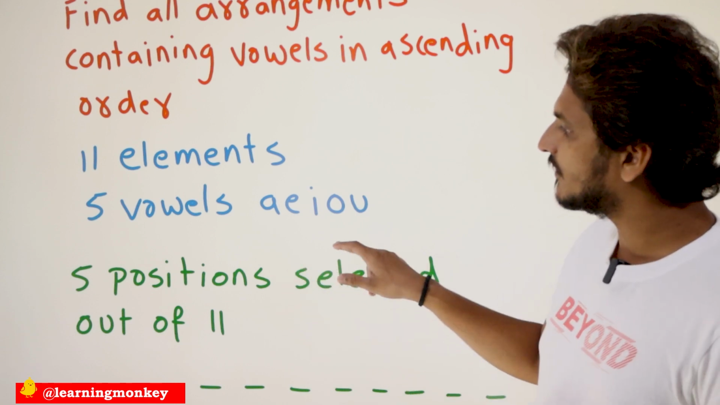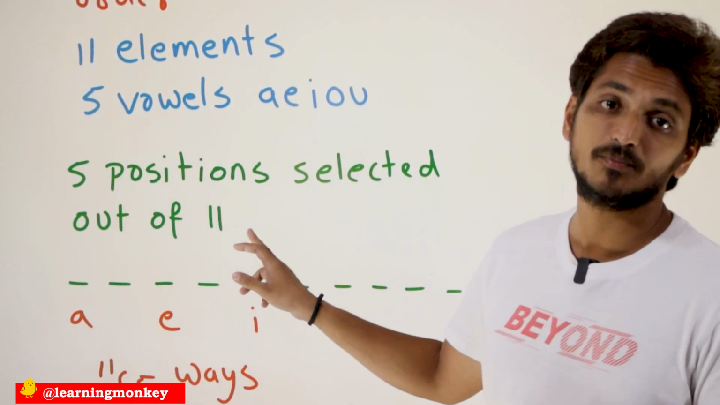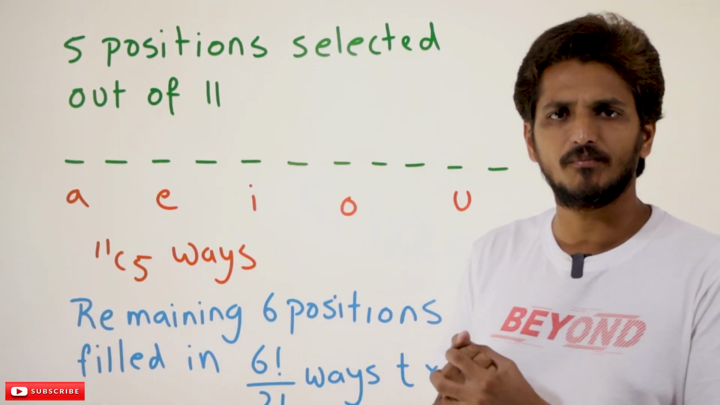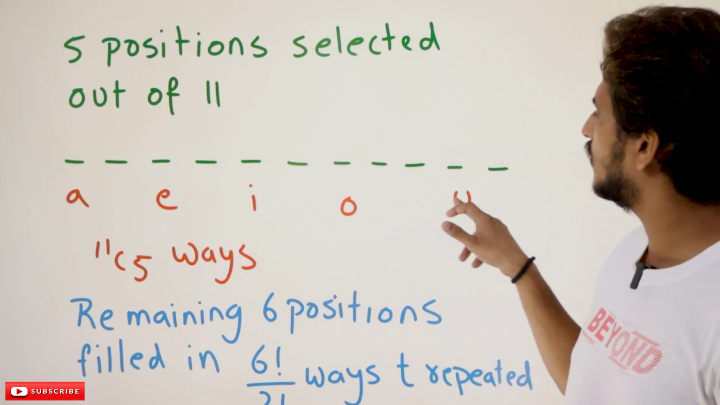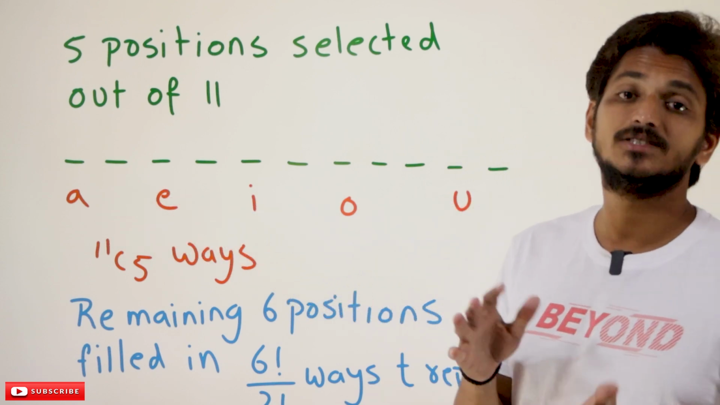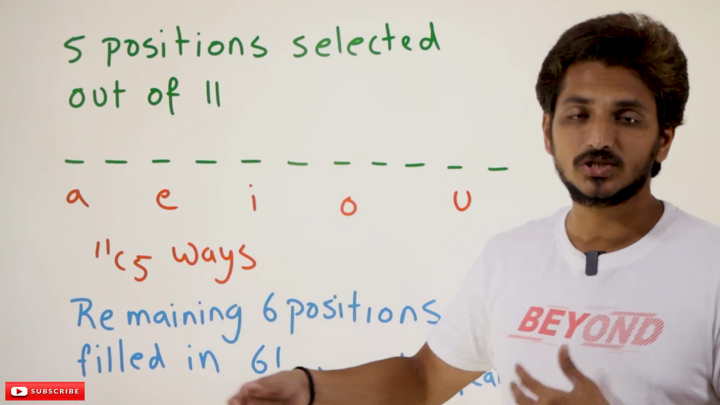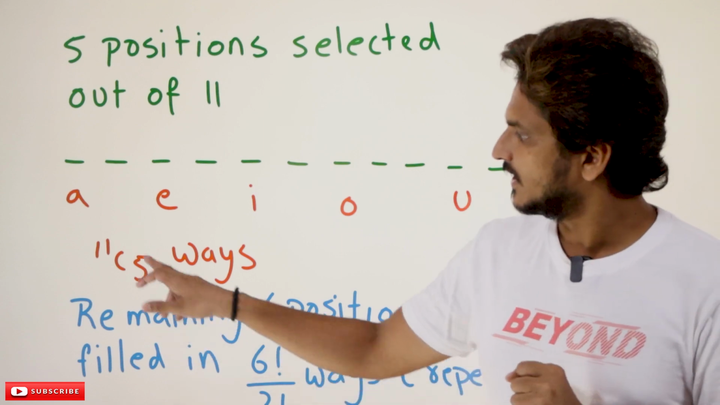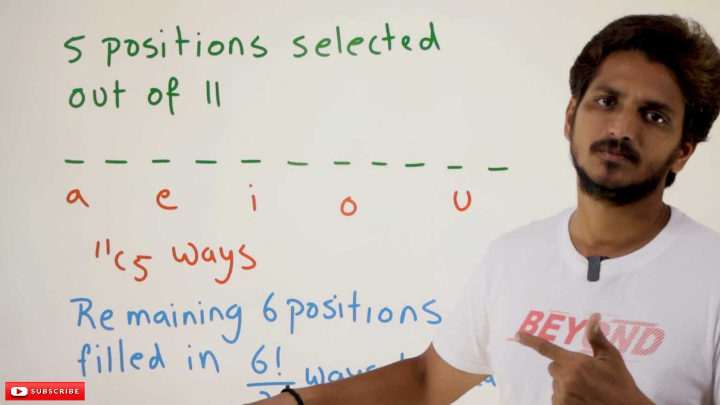So from the 11 positions, 5 positions are selected out of 11. You can select any 5 of them. This is one of the selections: A, E, I, O, U. Remaining 6 positions. So how many ways to select these 5 positions out of 11 positions? Here we are doing selections. 11C5 ways are there.